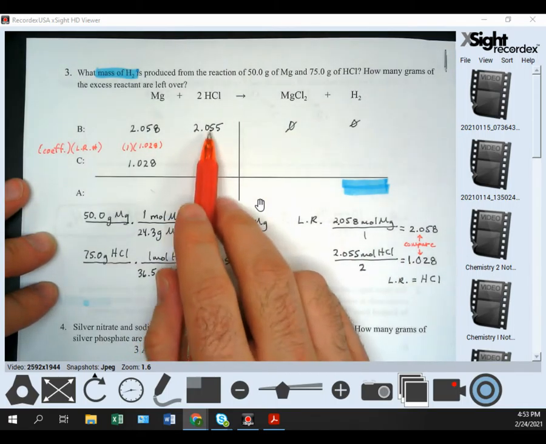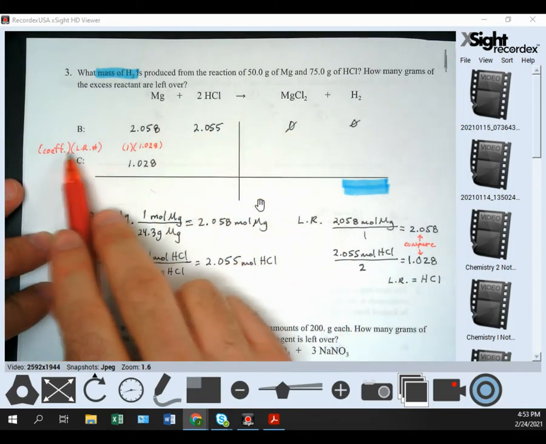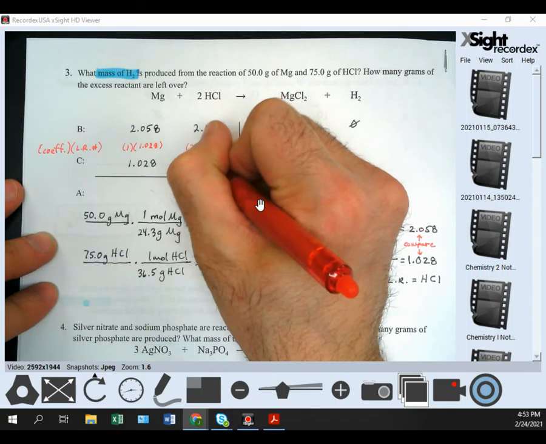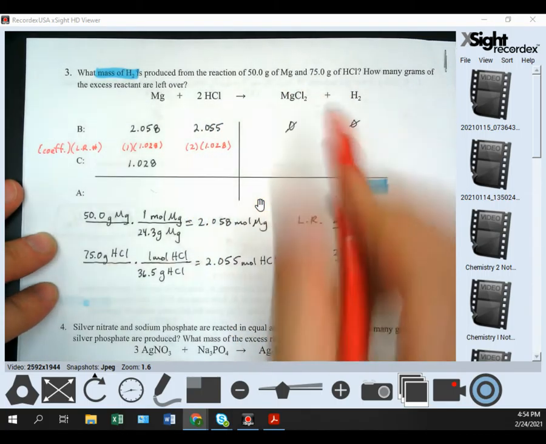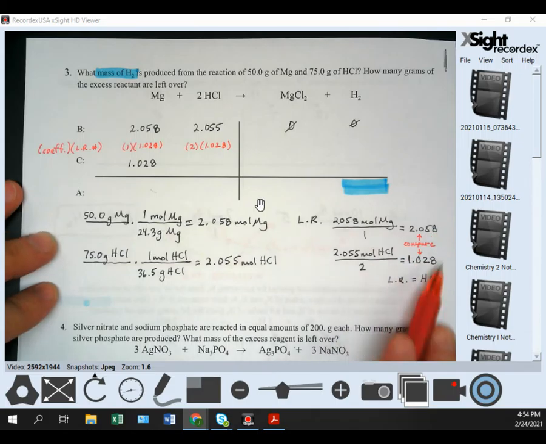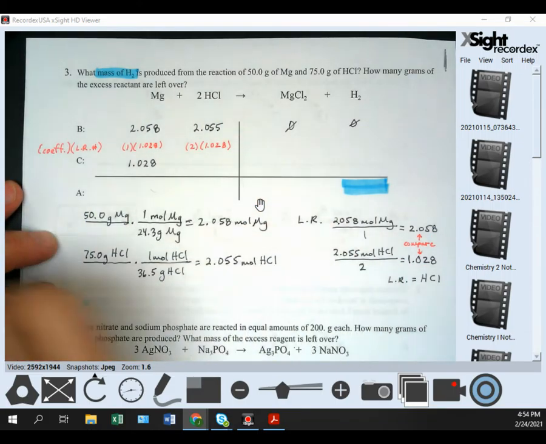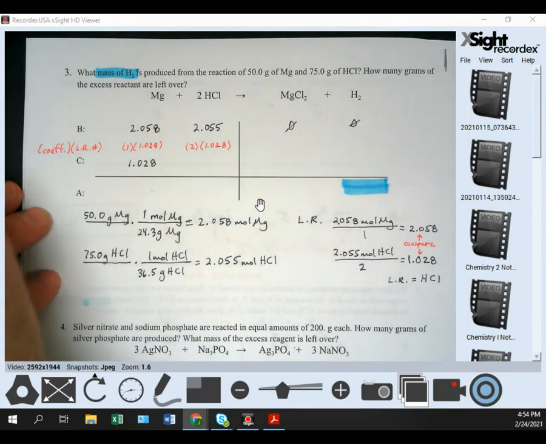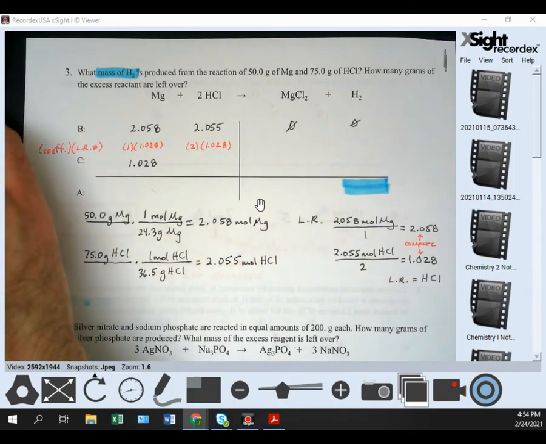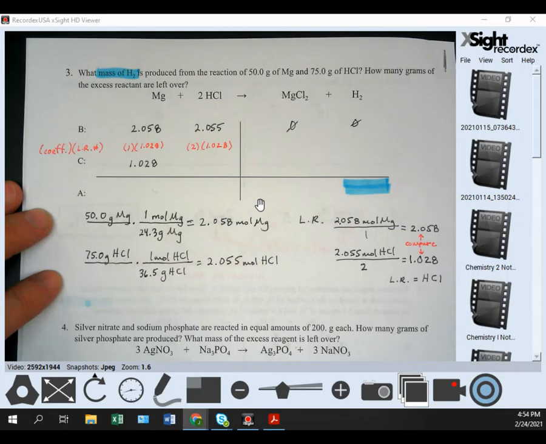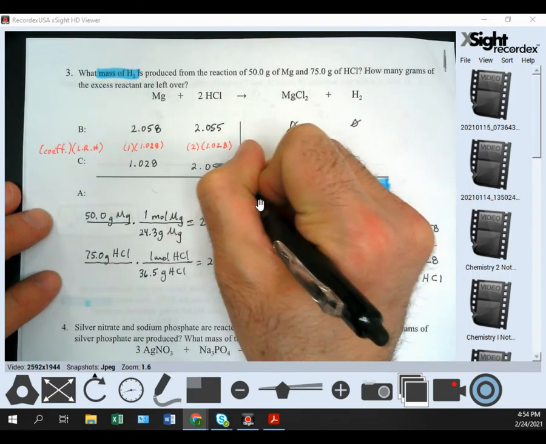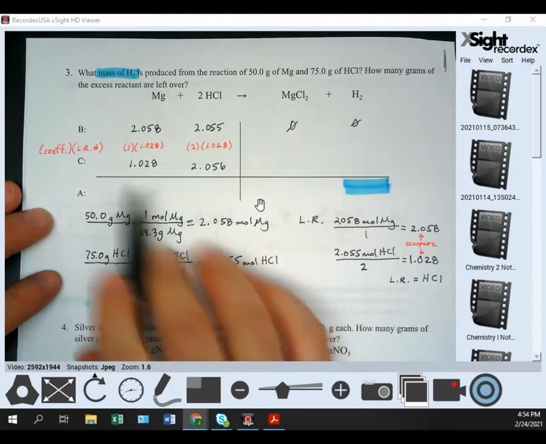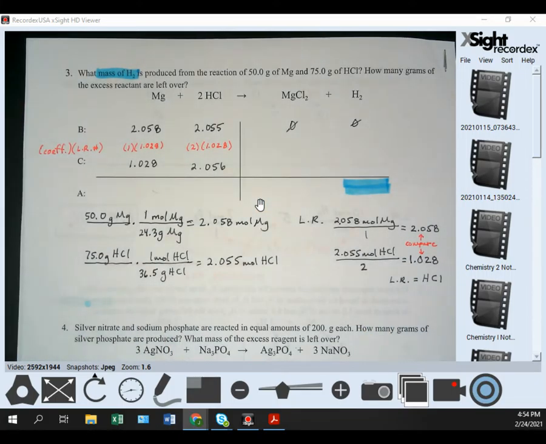For hydrochloric, the coefficient is 2 times 1.028. Remember, it's always times the smallest number. You just always use that times the coefficient. So now this gives us, if we take 2 times 1.028, we actually get 2.056. And I'm going to show you something about that in a second.